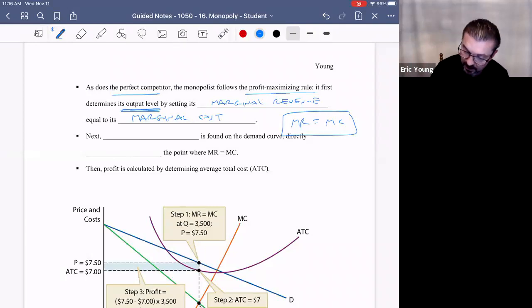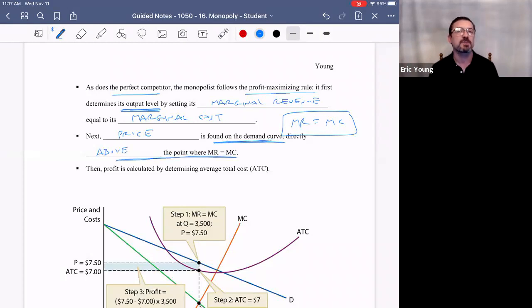Step three, next, we're going to determine price. Price is determined from the demand curve. So what we're going to do is go to the demand curve. Specifically, we're going to go directly above the point where MR equaled MC.